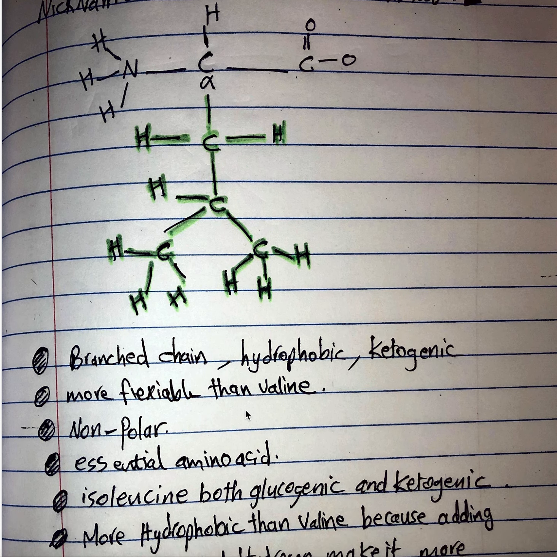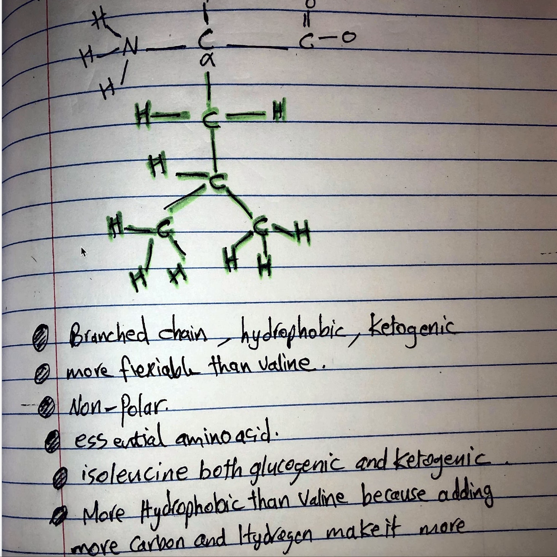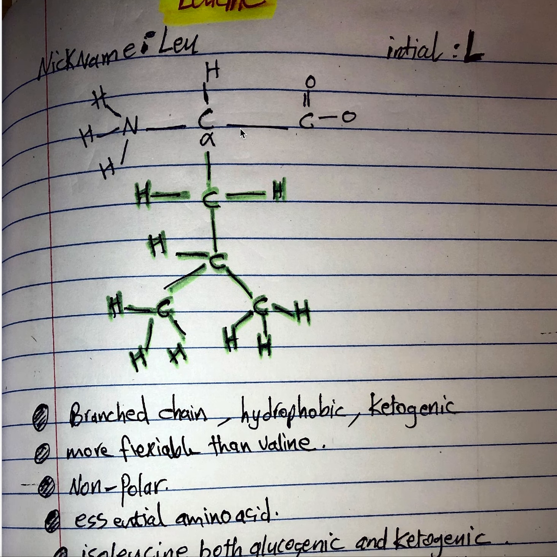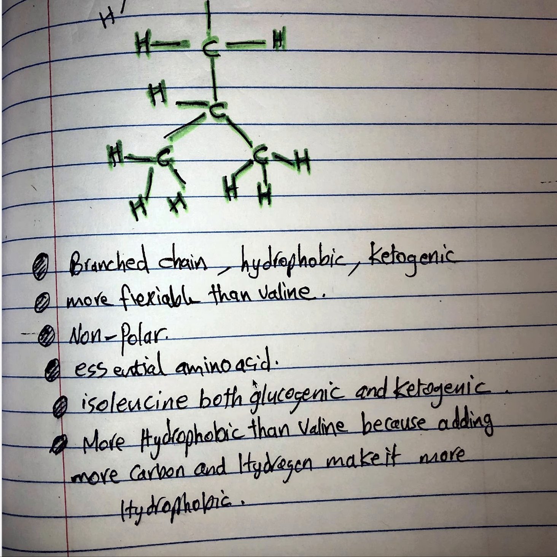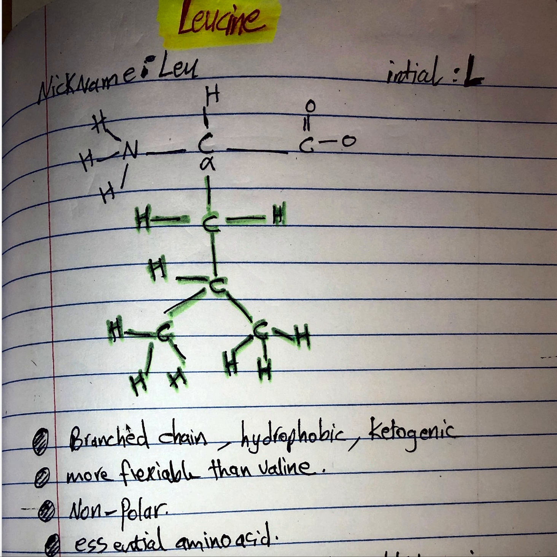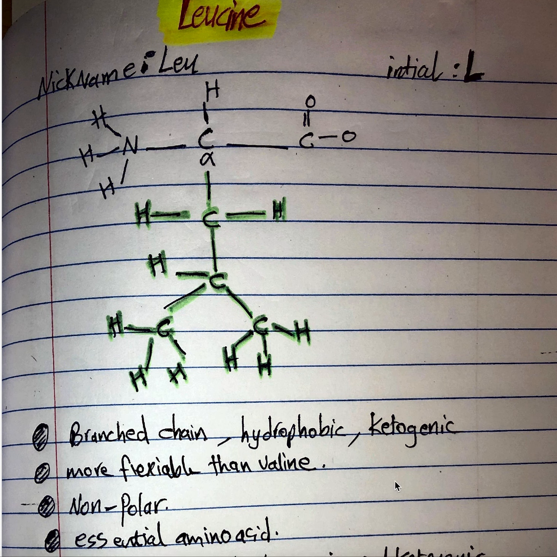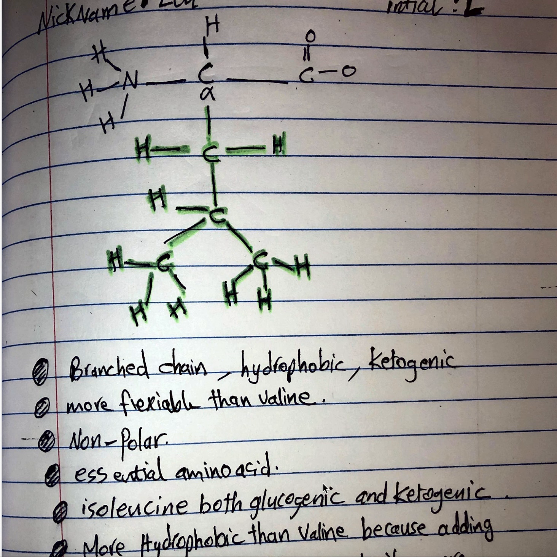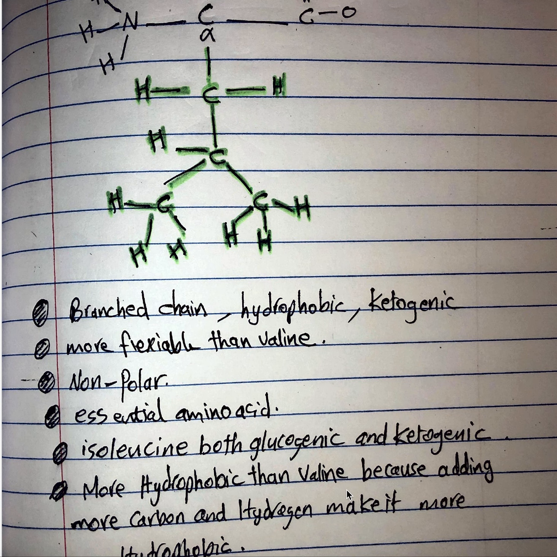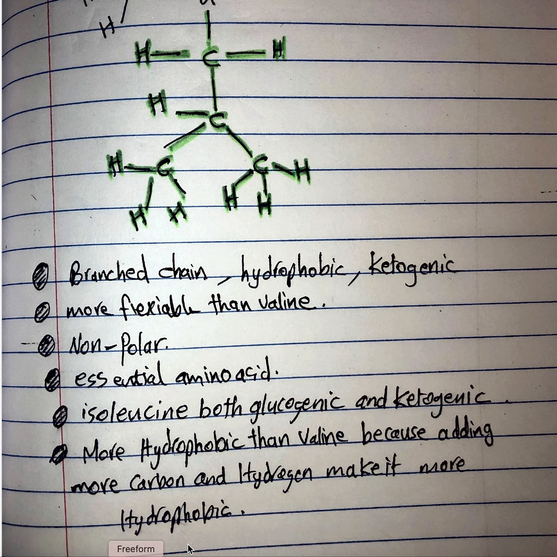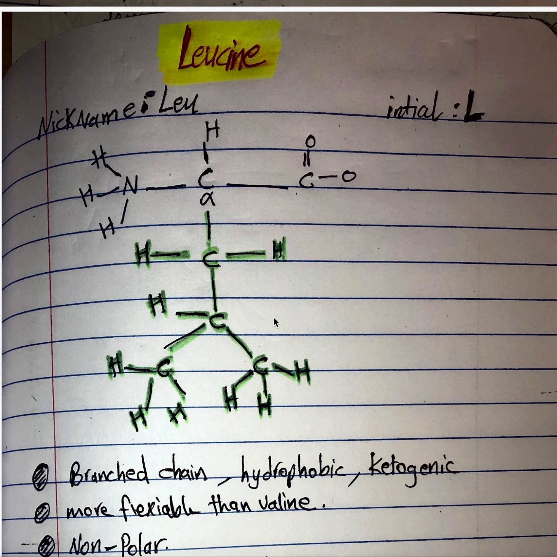Okay, so it's more flexible than valine because it's away from the central carbon, non-polar because there is no charge in the leucine. Essential amino acid, like valine, it's an essential amino acid, and we have to get it from the food. Isoleucine, because we have a leucine. Leucine is completely ketogenic, but isoleucine is both glucogenic and ketogenic. Okay, more hydrophobic than valine because adding more carbon and hydrogen makes it more hydrophobic.